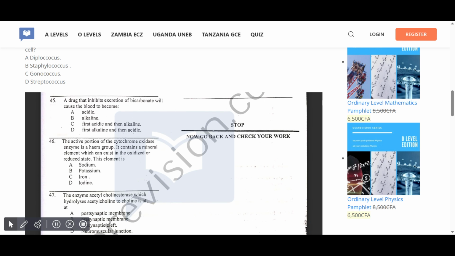Question 46. The active portion of the cytochrome oxidase enzyme is a heme group. It contains a mineral element which can exist in the oxidized or reduced state. This element is? The answer is C. Iron.